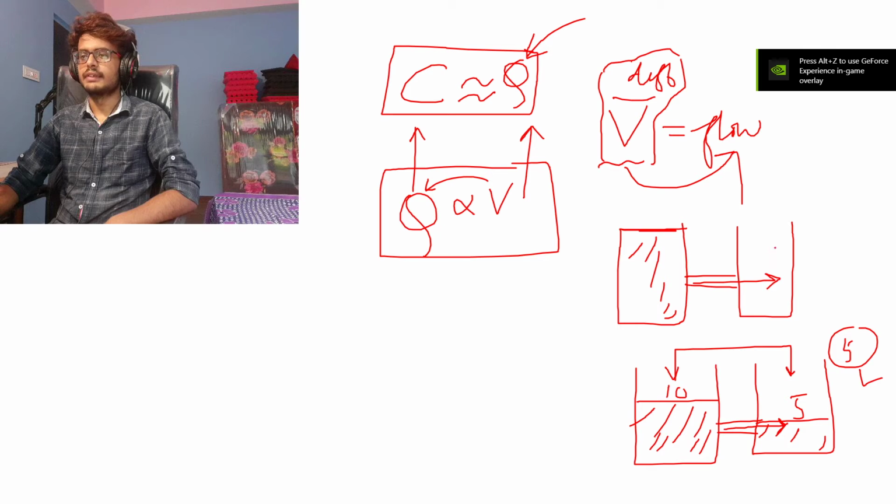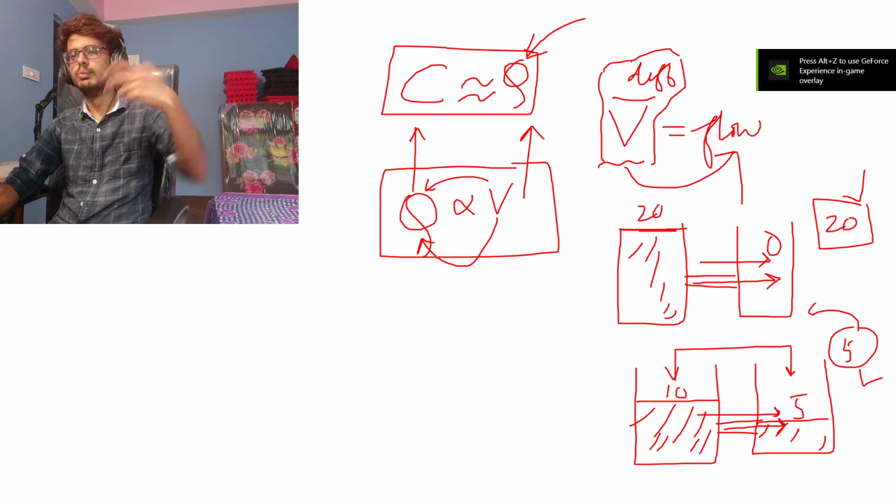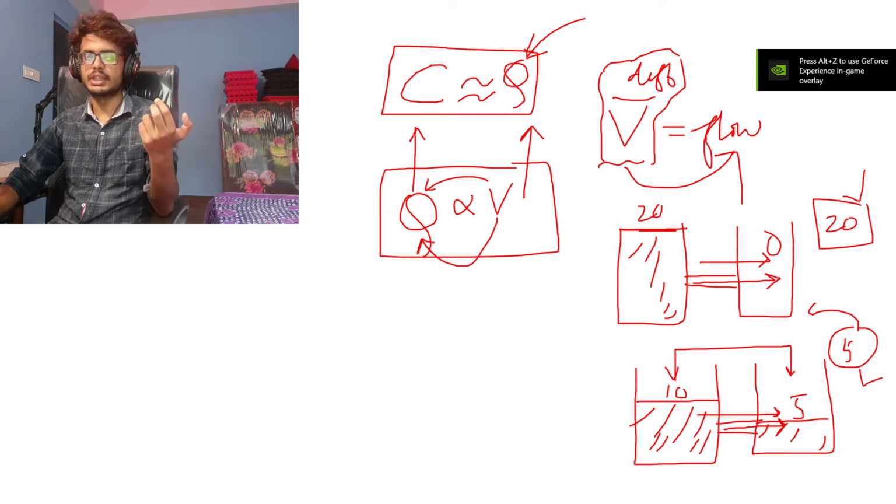Now in this case, this is 0 and full is 20. So 20 minus 0 is 20. So there is a high potential difference, which causes high flow. And this is a small potential difference, which will cause a very small amount of flow. So voltage will directly result in the flow of charges. Whenever there is more potential difference, there will be more charge flowing. That's the reason why we have a directly proportional sign here.